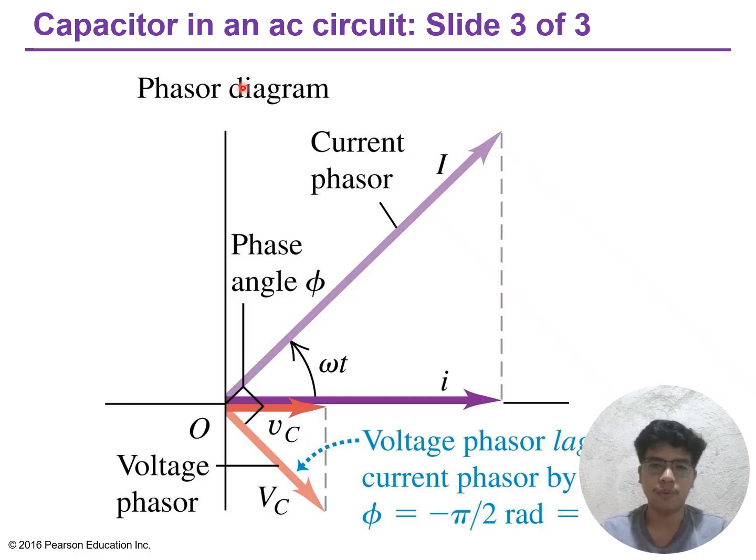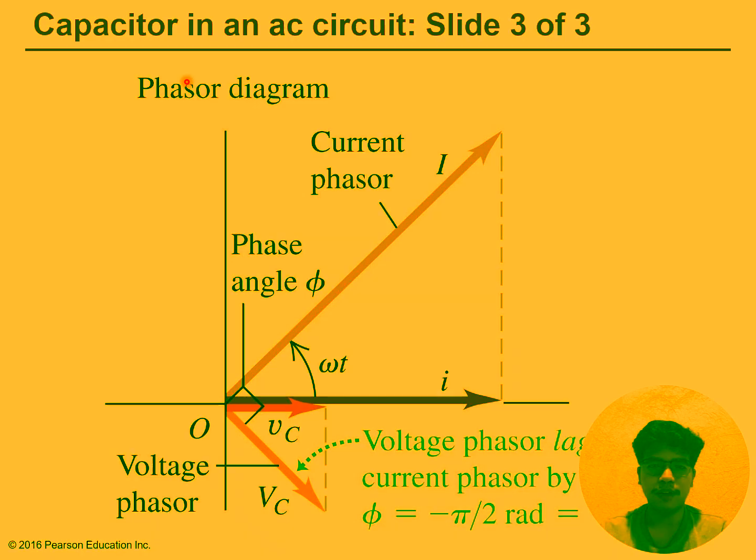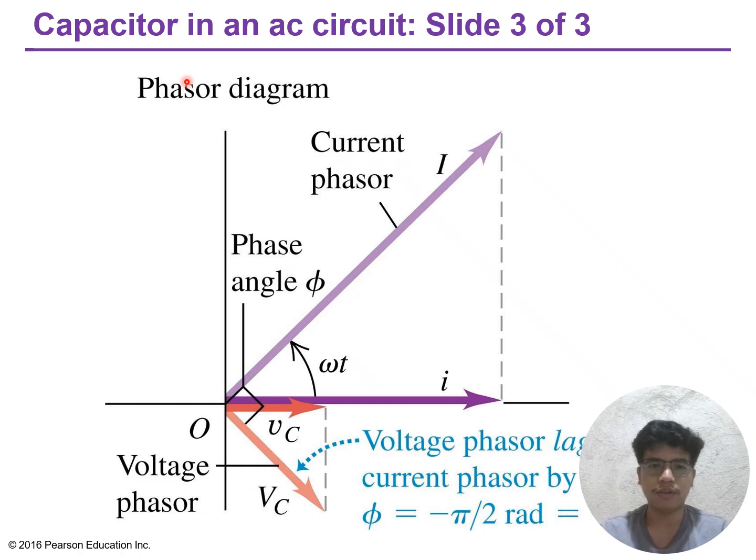Reading from left to right along the time axis, the current is at its maximum. Voltage is just beginning to increase from zero. When the current reaches zero on its way downward, the voltage reaches its maximum. When the current reaches its minimum, the voltage is decreasing back through zero. And when the current completes its cycle and returns to maximum, the voltage is at its minimum.